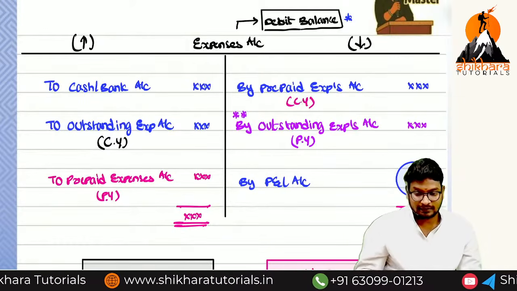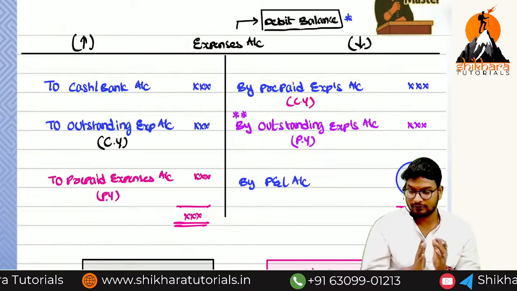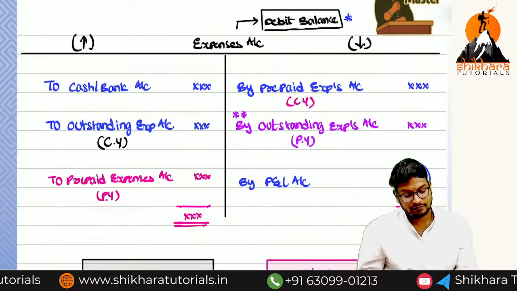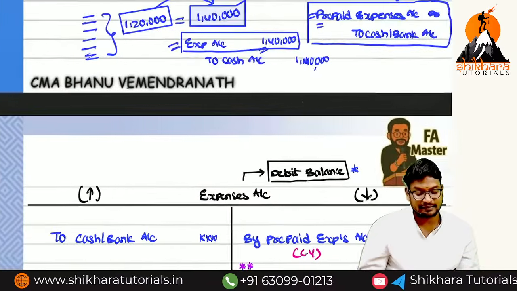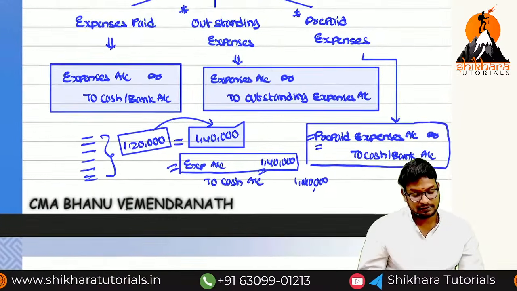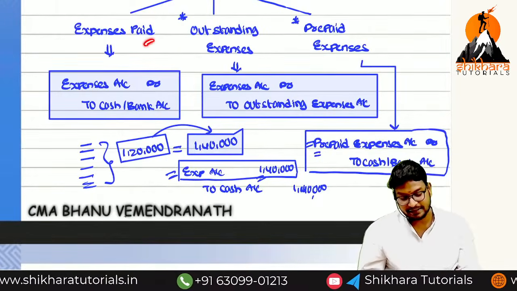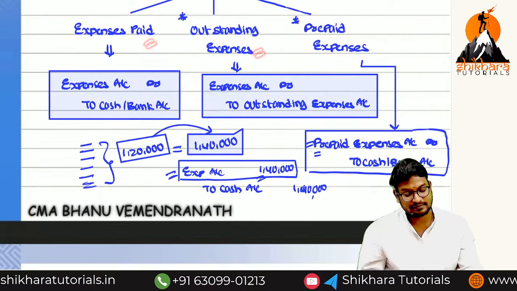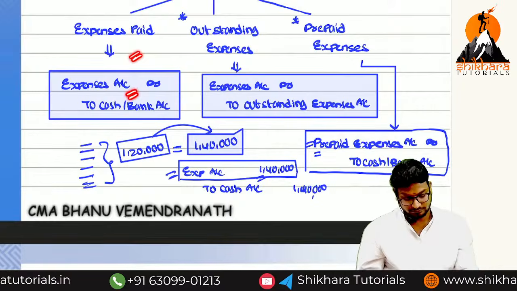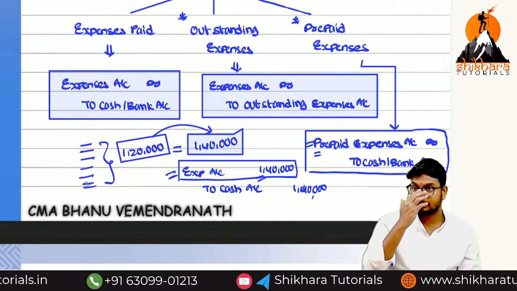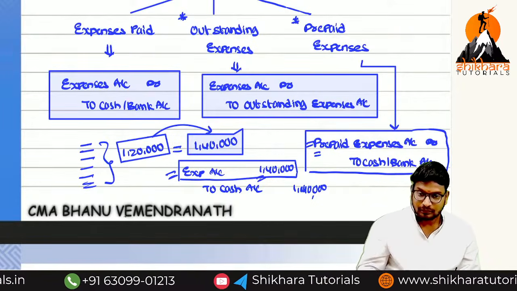Guys, are you getting the point or not? First, what have we taken? Just simply the expenses or expenditure account. How many transactions come into the picture? Three transactions: expenses paid, outstanding expenses, and prepaid expenses. Expenses paid, what is the entry? Expenses account debited to cash or bank account.